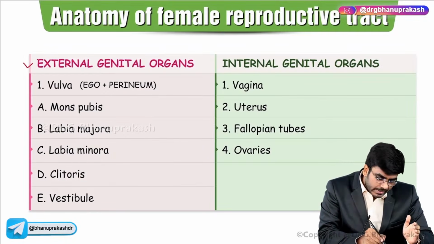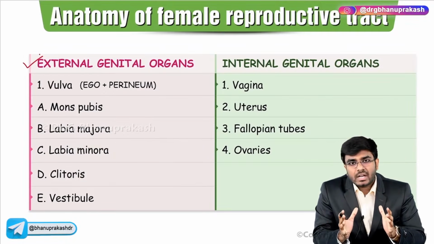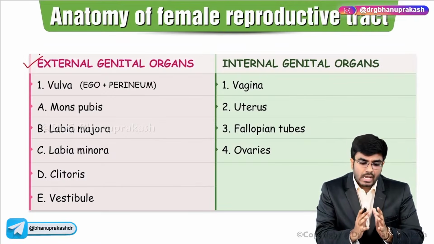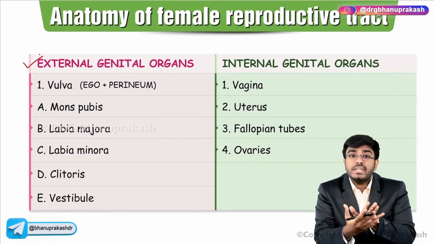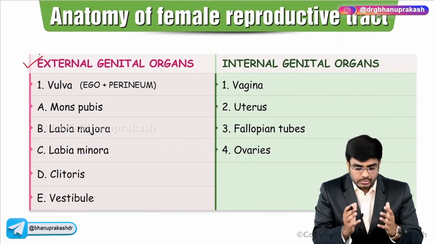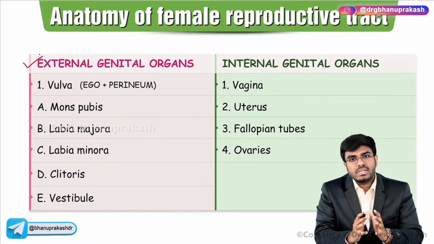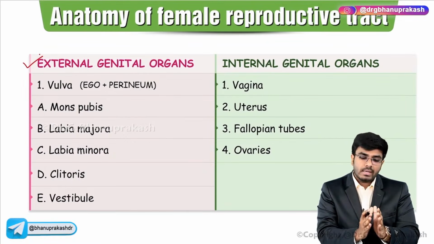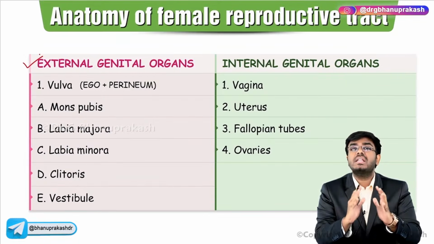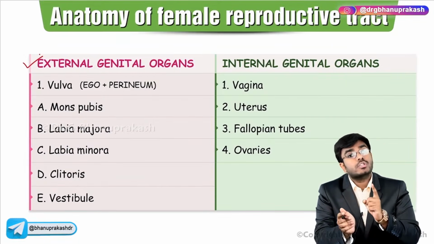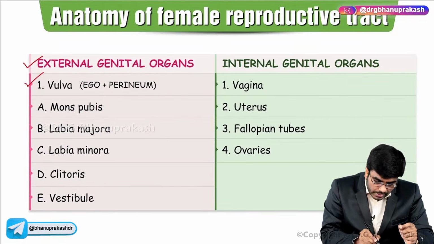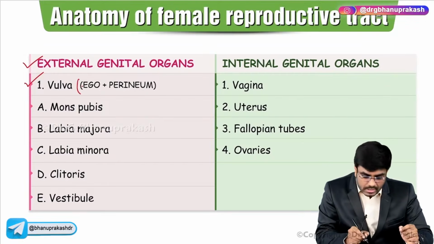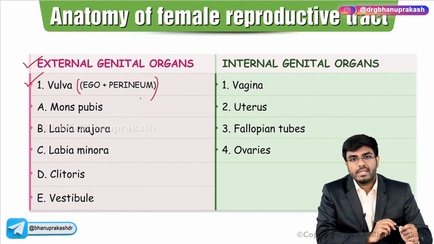Guys, please concentrate. What exactly are the external genital organs? The external genital organs are those which are present outside the female body, which means you can see with the naked eye. So the collective term which is used for the external genital organs is nothing but the vulva. So vulva is nothing but the external genitalia in the female, which also includes the perineum. So please concentrate that vulva includes external genital organs plus a perineum in the female.